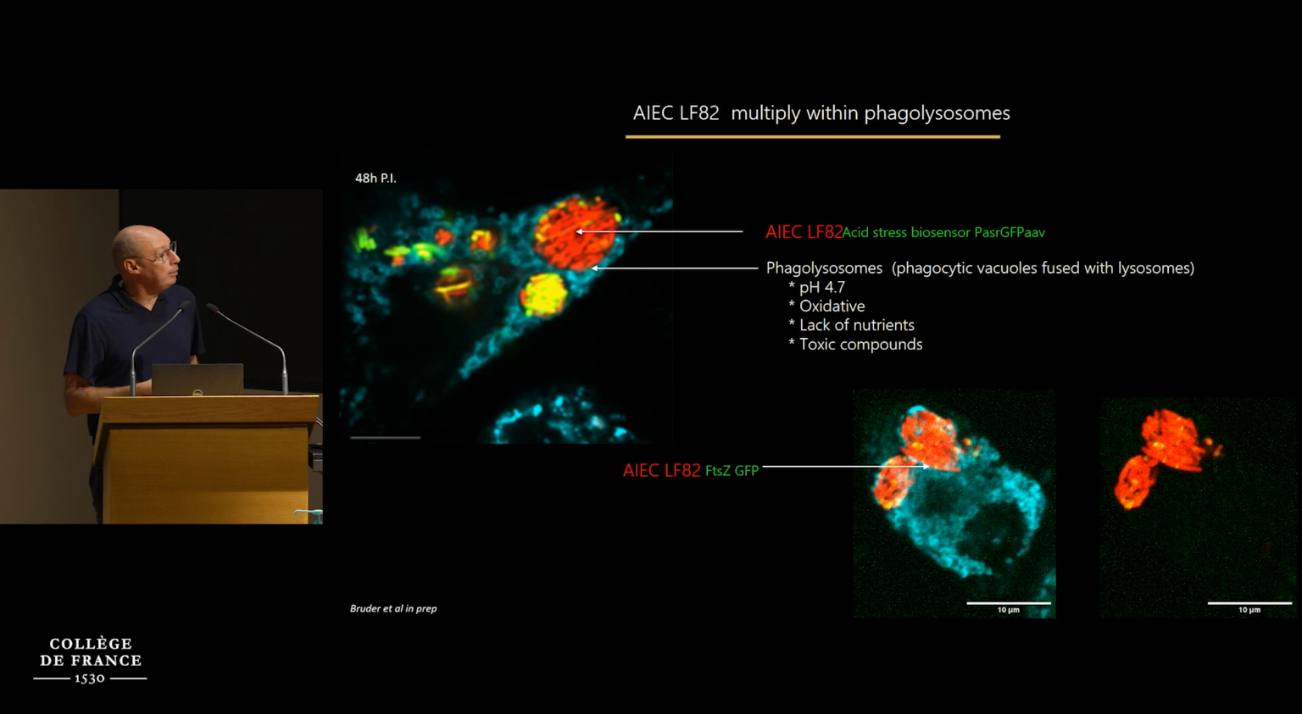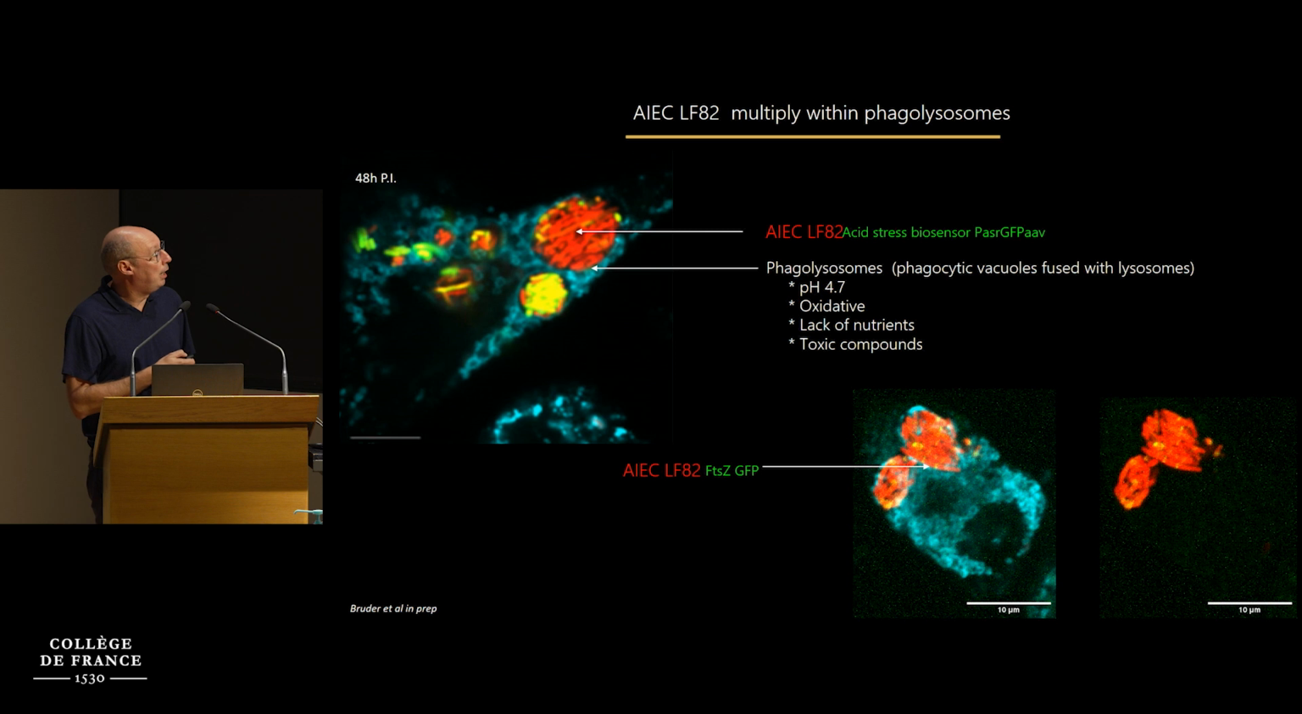So what is happening when the bacteria are able to grow and form a community in this macrophage? This is this type of community. You have a macrophage here with two big communities in this case. They are contained in phagolysosomes. Most of the time, and we demonstrated that at the population level but also at the single cell level, these environments are acidic, oxidative, they lack nutrients, and they are full of toxic compounds.